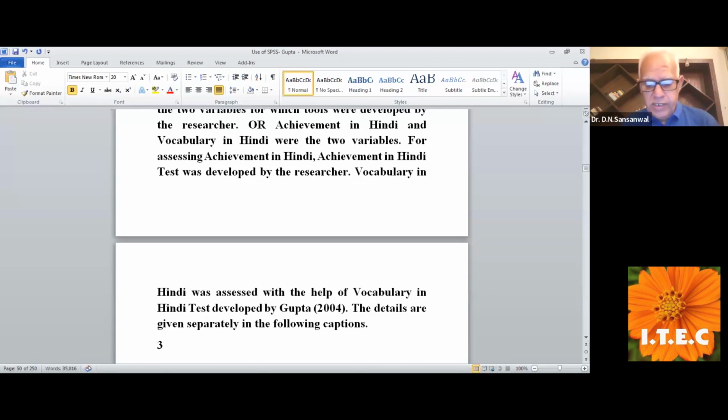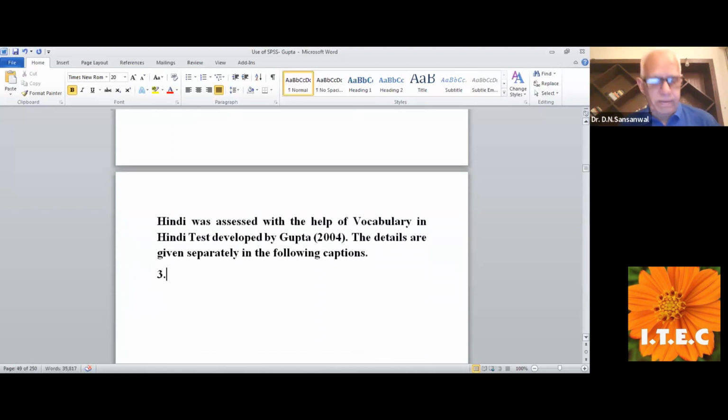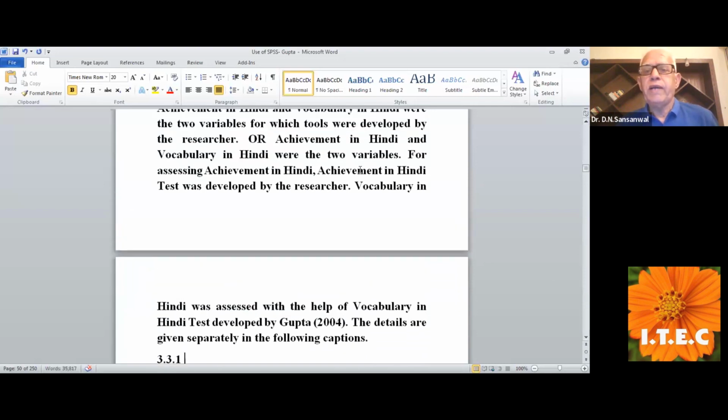Now, here it is 3 point. So this was 3.3. So I'm writing 3.3.1. So that is why you cannot write 3.3, because there is a subheading of the main heading.